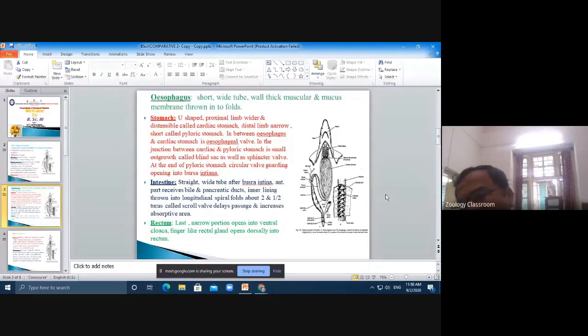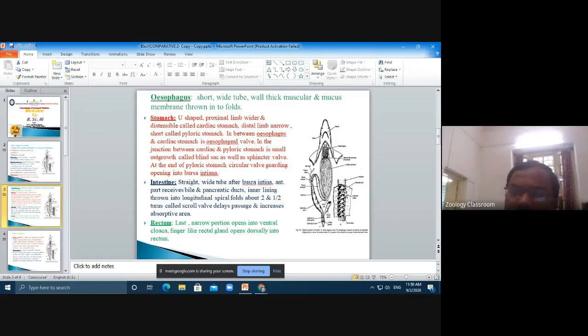Generally 2.5 turns are formed, and these 2.5 turns form the wall. This is known as the scroll wall. What is the use of this scroll wall? The first use is that it decreases the rate of flow of food, that is, it delays the passage of food through the intestine.